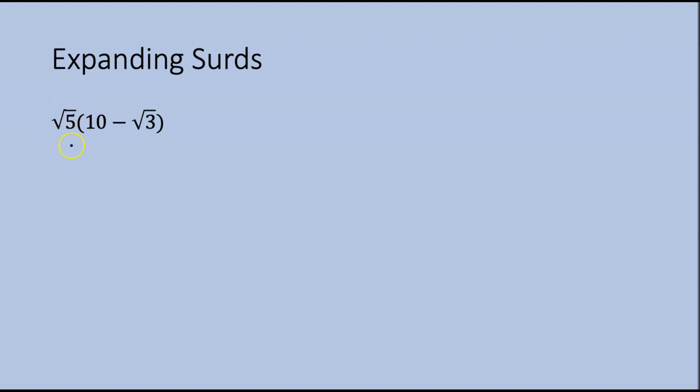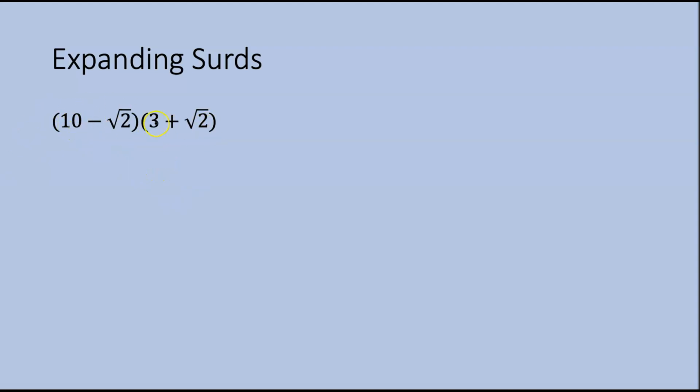When I've got a surd on the outside, however, I do the same thing again. Root 5 times 10 gives me 10 root 5. Root 5 times minus root 3 gives me minus 5 times 3 gives me 15. So it's root 15. No other square number goes into that, so I'm done.